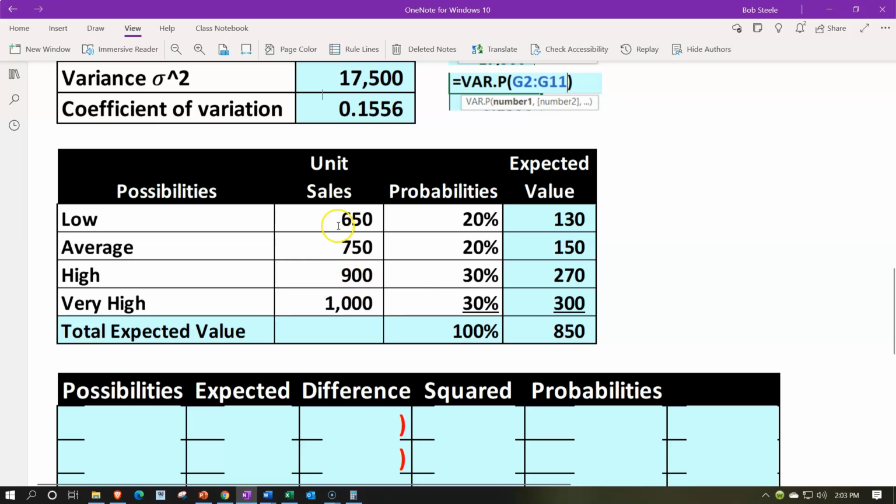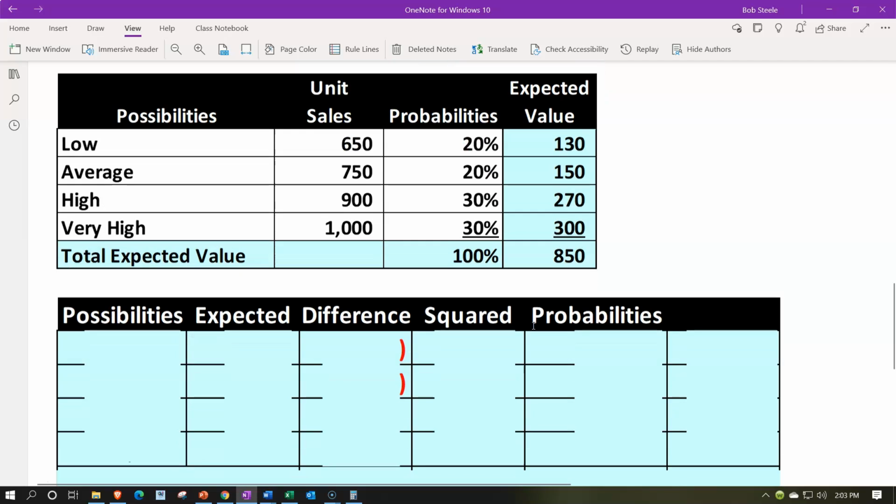So if I took the 650, for example, times 20%, we get the 130. If we took the 750 times the 20%, we get the 150. If we take the 900 times the 30%, we get the 270. The 1,000 times the 30%, the 300. There's our 850 again, which, as we saw, is basically the mean or the average.